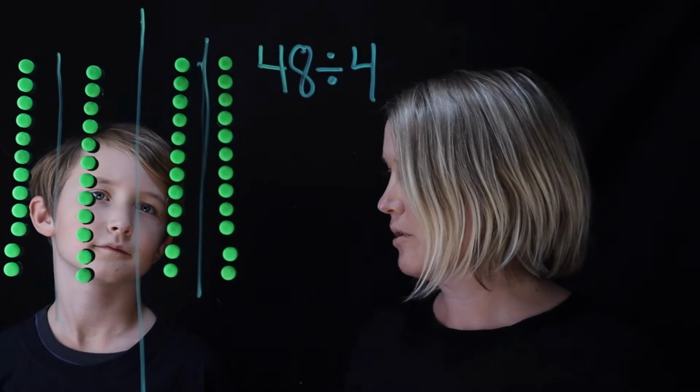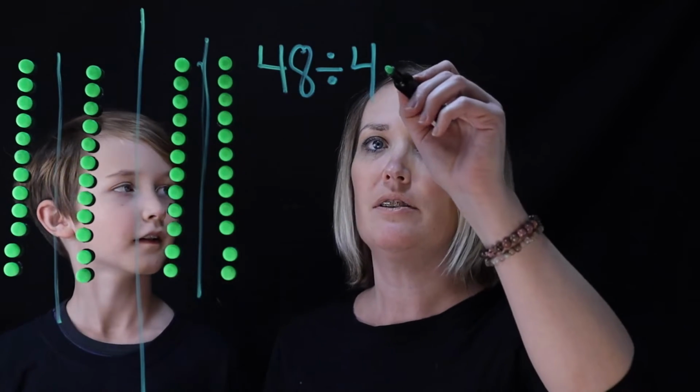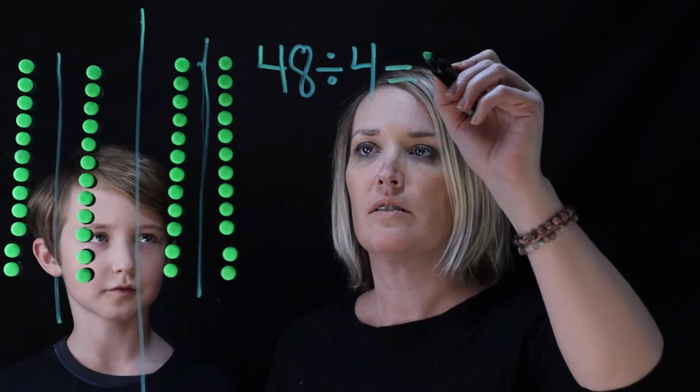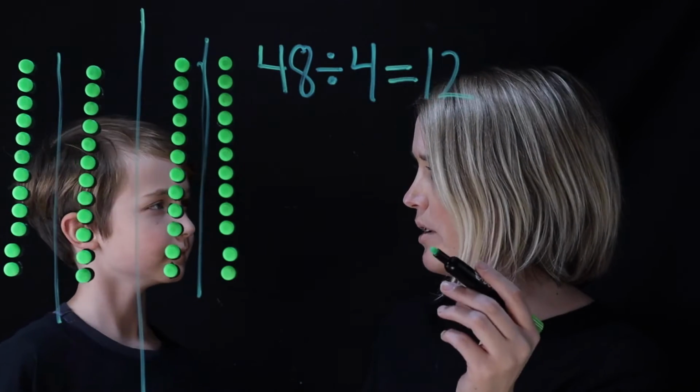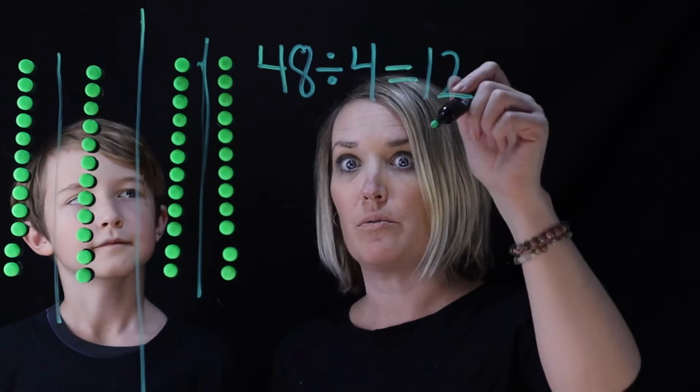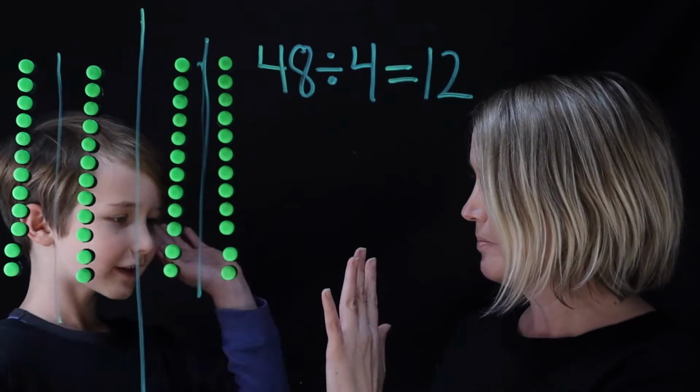So there's 4 equal groups, right? Yeah. And what's the answer? It's 12. Yeah, and that was pretty quick, right? You just go 48 divided by 2 is 24. 24 divided by 2 is 12. Awesome. Thank you. Bye.